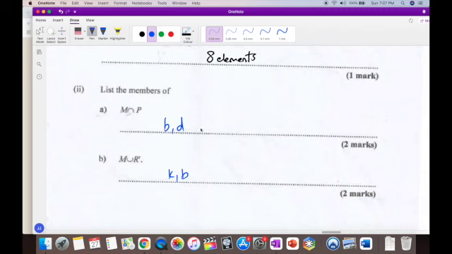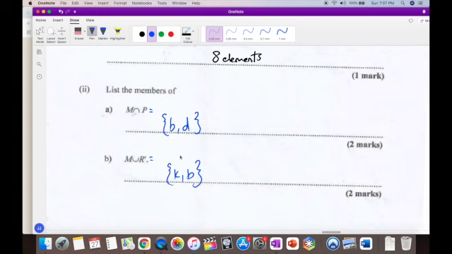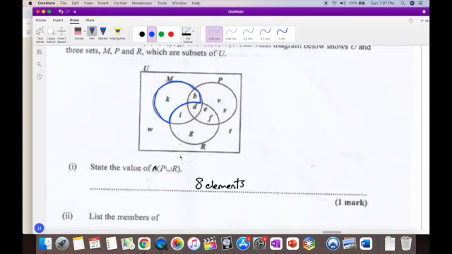And just to be mathematically correct, this is list the members, so we could put M intersect P being the set of B and D, and M union R complement is the set of K and B. Let's just have good manners when we do our maths, right?